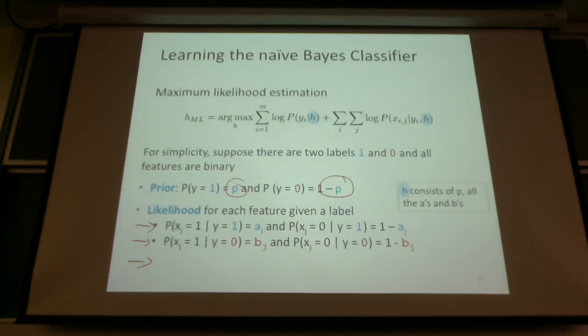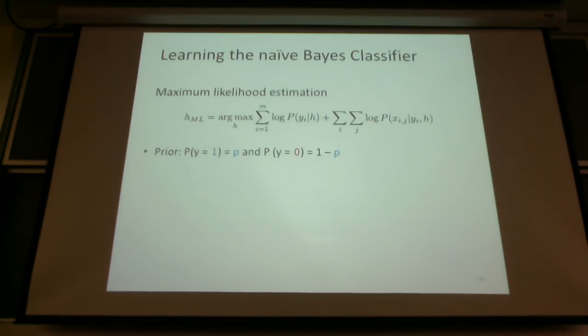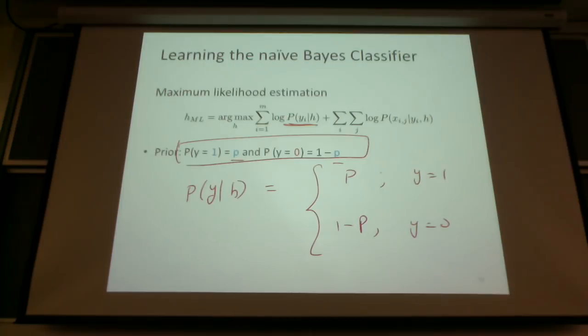Okay. The job of learning is to learn the priors and the likelihoods. So let's learn the prior first. Let's focus on the prior first. Now, what I need is to write down P of y given h in terms of this number P, right? So I want to write P of y given h. It's really equal to P when y equals 1, equal to 1 minus P when y equals 0. That's really what I have written, exactly the same thing here.